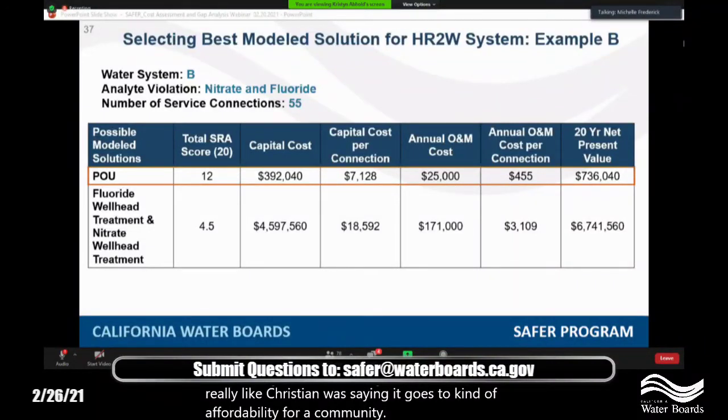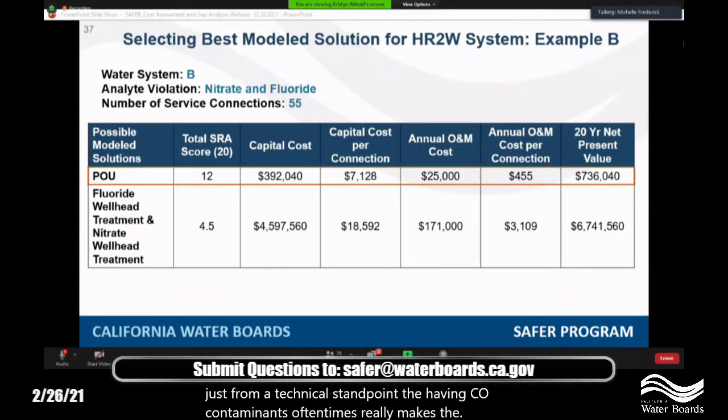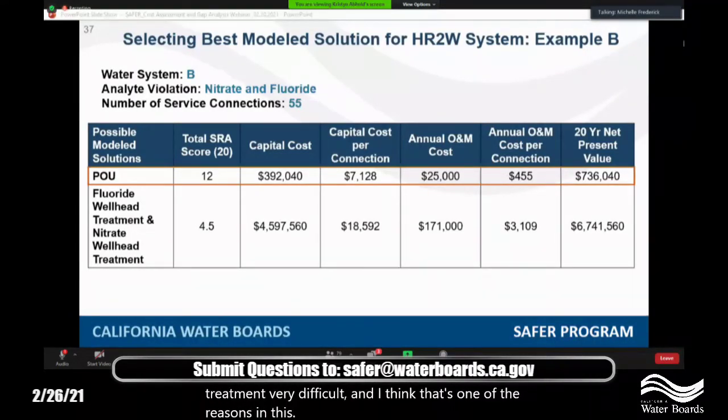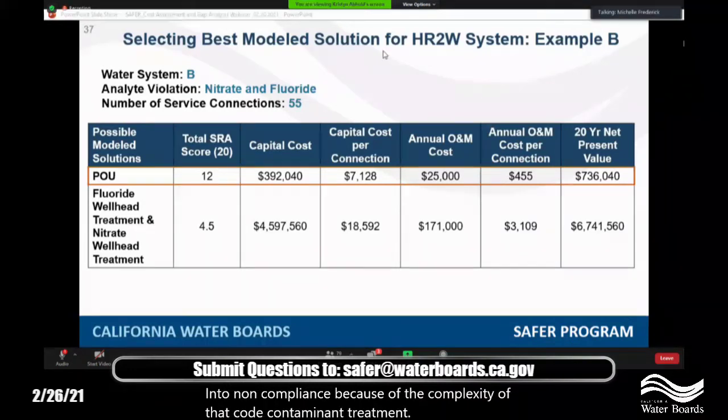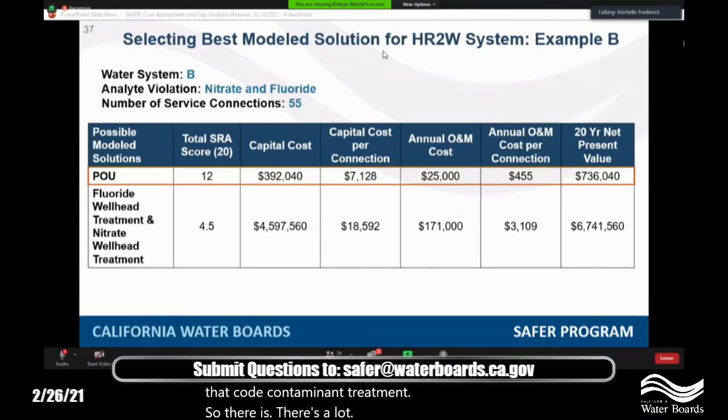This is Michelle. I would like to add to it too, just from a technical standpoint, having co-contaminants oftentimes really makes the treatment very difficult. I think that's one of the reasons in this particular case that you're seeing POU with a higher sustainability score, because for a small community, doing both fluoride and nitrate wellhead treatment may actually result in the water system falling back into non-compliance because of the complexity of that co-contaminant treatment. So there's a lot of factors. Thanks, Michelle.